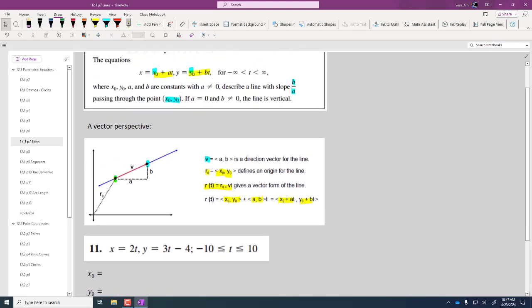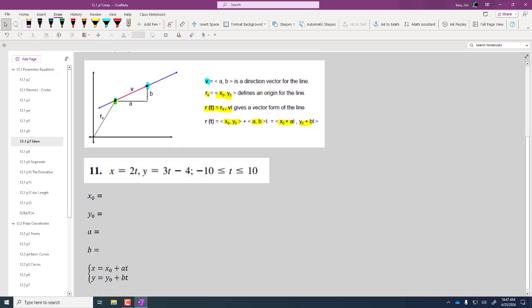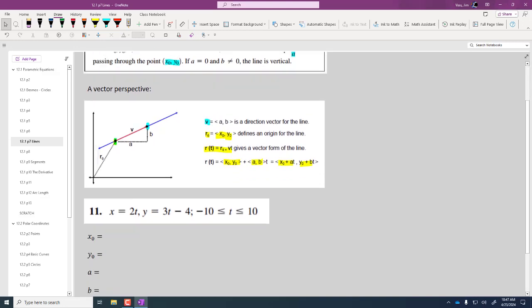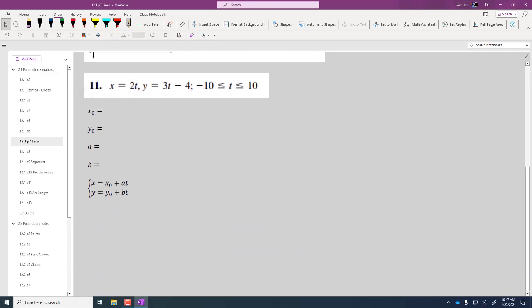So if you're used to doing vectors, you can think of this line concoction as just a sum of 2 vectors, if you want. If you have never done vectors, and you don't want to think about them now, then just use these. X naught plus AT, Y naught plus BT. All right, so here we have parametric equations right there. And we want to graph this. We want to figure out what the parametric curve looks like.